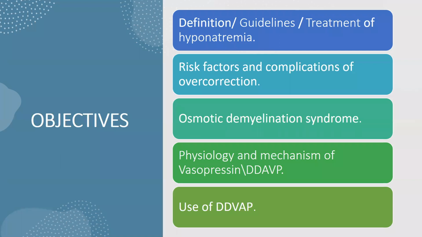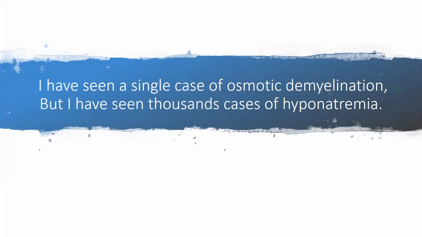Objective for today: I'm going to talk about, as I said, the definition and treatment of hyponatremia. I'm going to talk about the overcorrection of hyponatremia and its most important complication, osmotic demyelination syndrome. Then I'll go over the physiology and mechanism of vasopressin and DDAVP and the use of DDAVP in hyponatremia. So that's my statement for today.